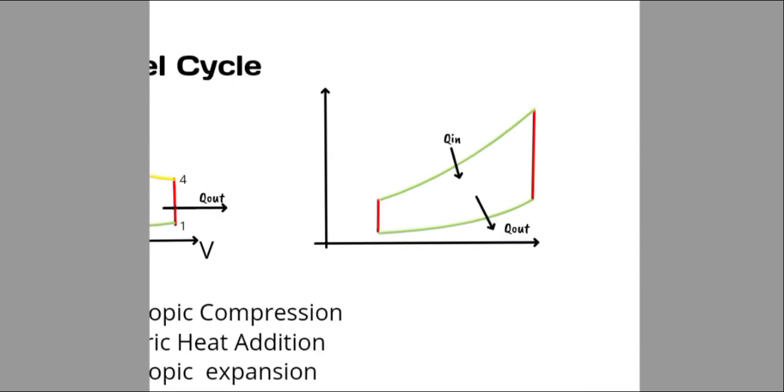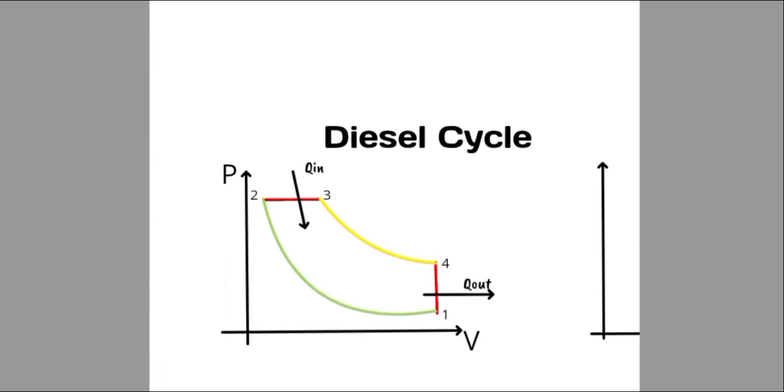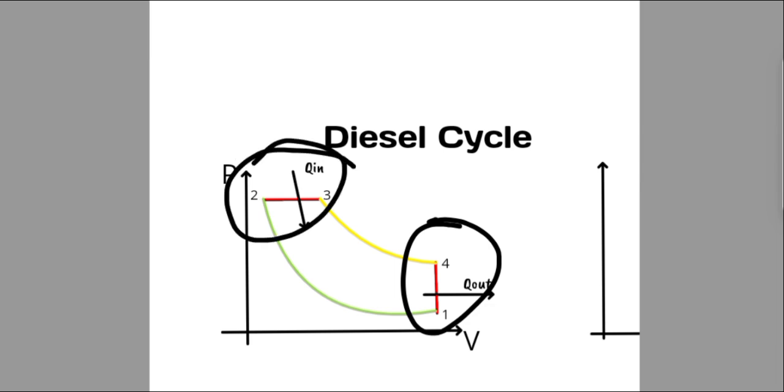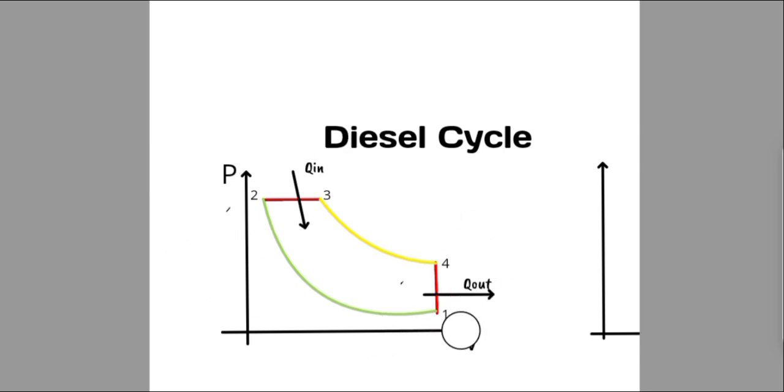First of all, look at this PV diagram here. It is a little bit different from the air standard Otto cycle, because the air standard Otto cycle has two constant volume processes, while in the air standard diesel cycle there is a constant volume process, which is this here. We have a constant volume process over here, and a constant pressure process over here. That is the difference between the diesel cycle and the Otto cycle.